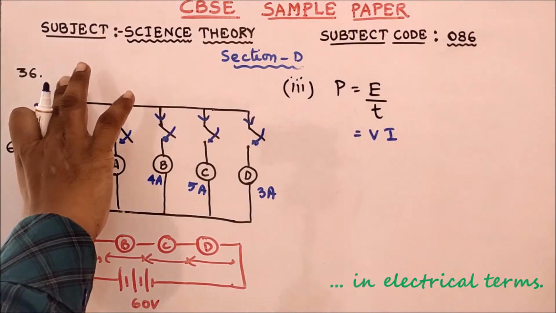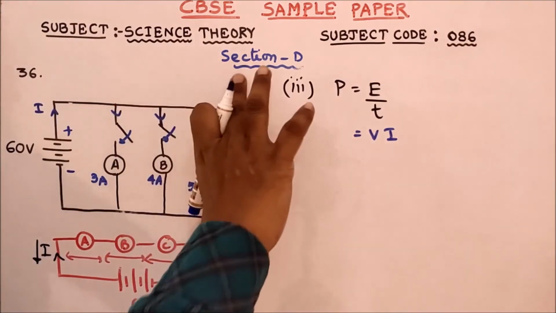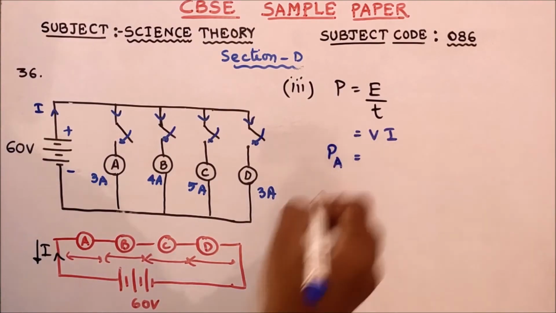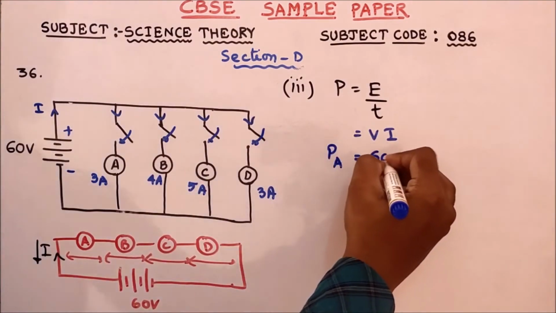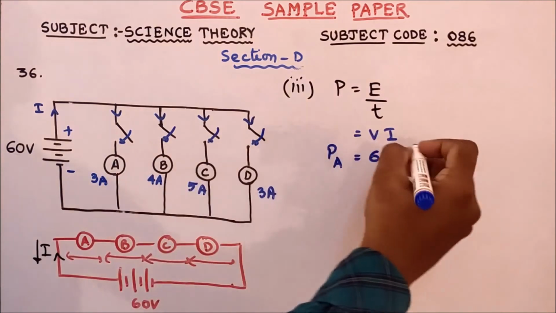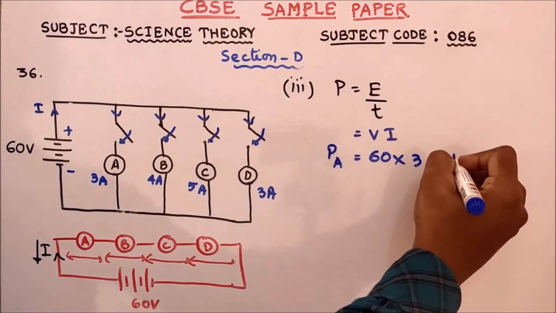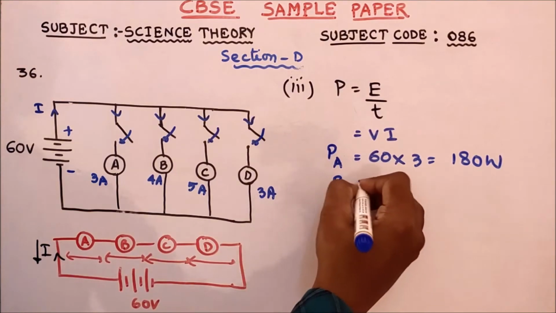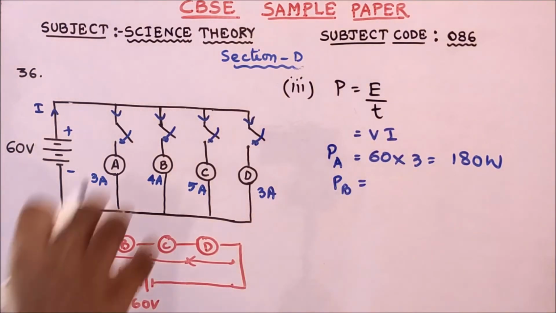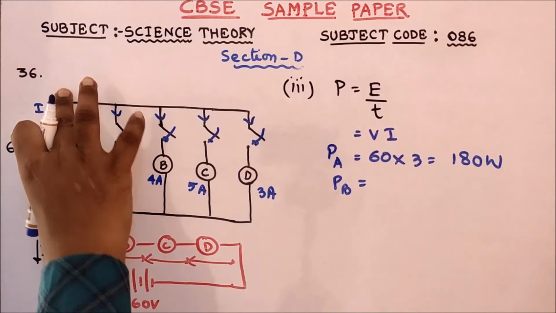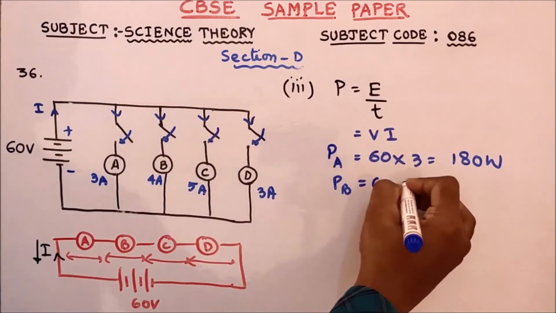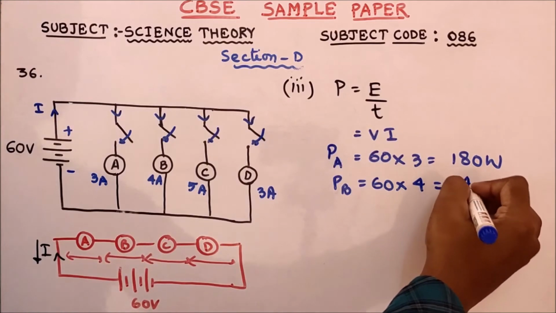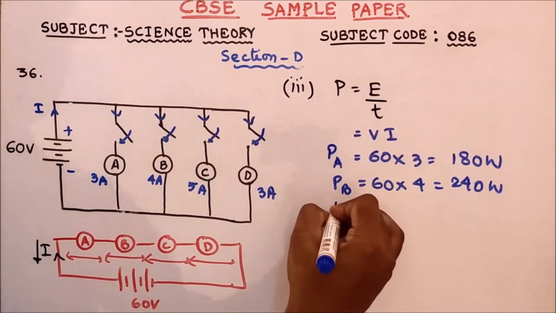Here the voltage, the potential difference, is the same across each. So let us take lamp A. It is 60, and what is the current here? 3. So the answer will be 180 watt. Now let's take bulb B. Power of bulb B is equal to the same potential difference, since they are connected in parallel, 60 into 4, 6 4s are 24, 240 watts.